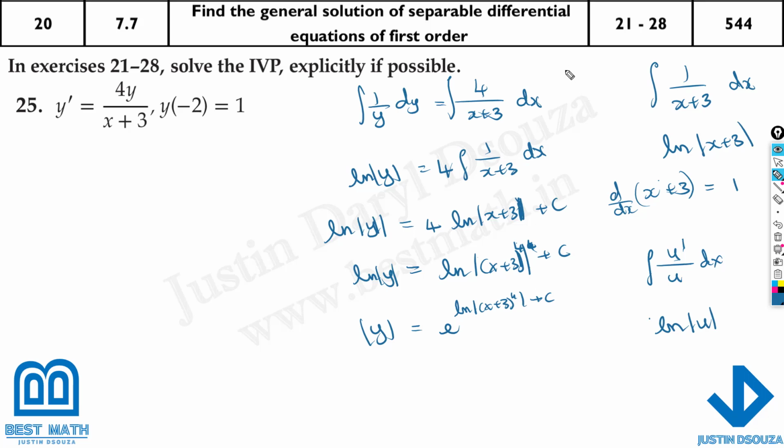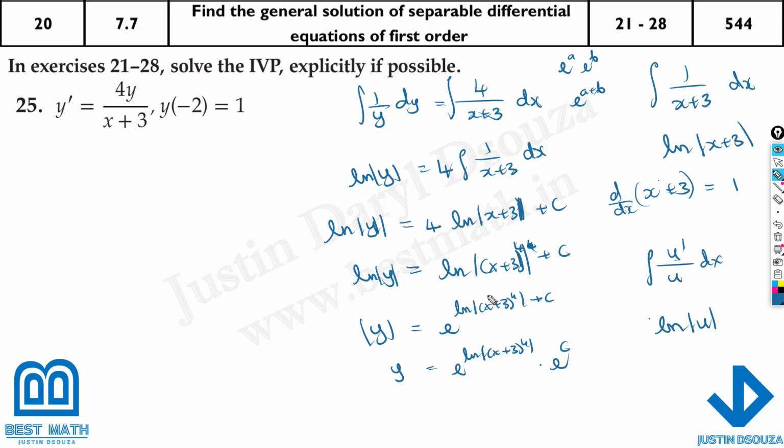So now this will be split up. How do we split it up? If you have e to the power a plus b, this will be e to the power a times e to the power b. So we split it into e to the power ln of x plus 3 the whole power 4, multiplied with e to the power c, and that is y. I'm not going to write the modulus because it's exponential. The modulus is not required anymore.